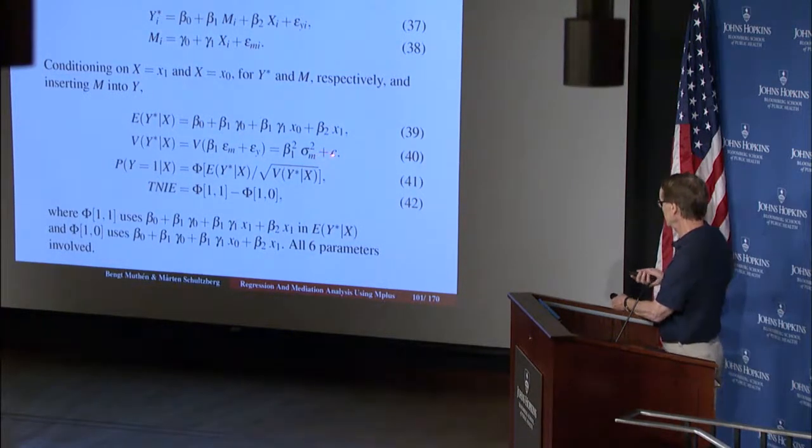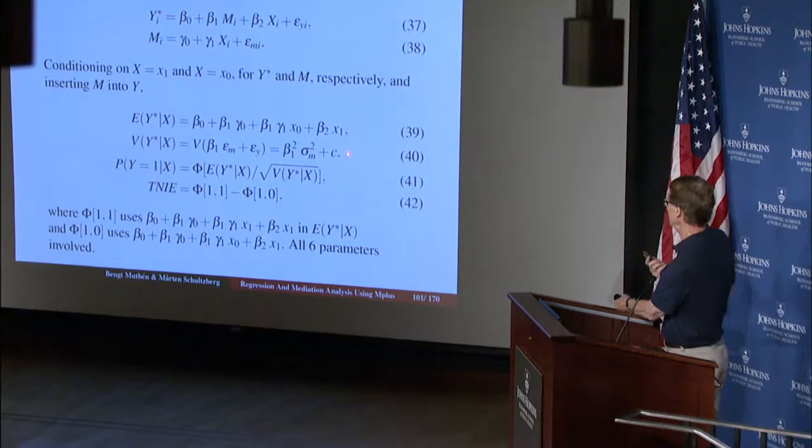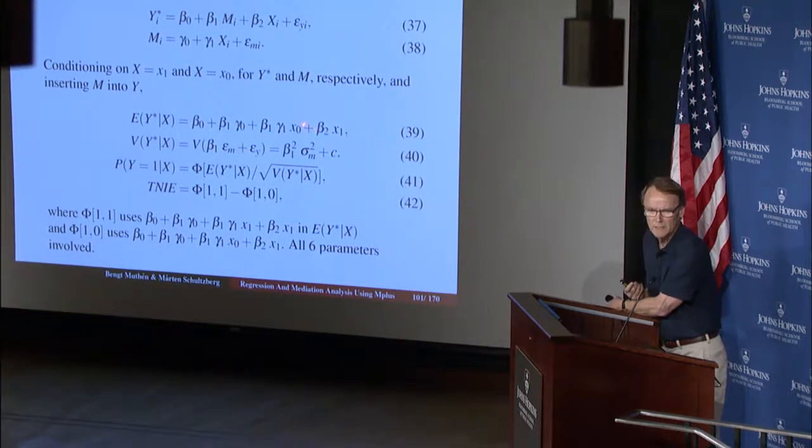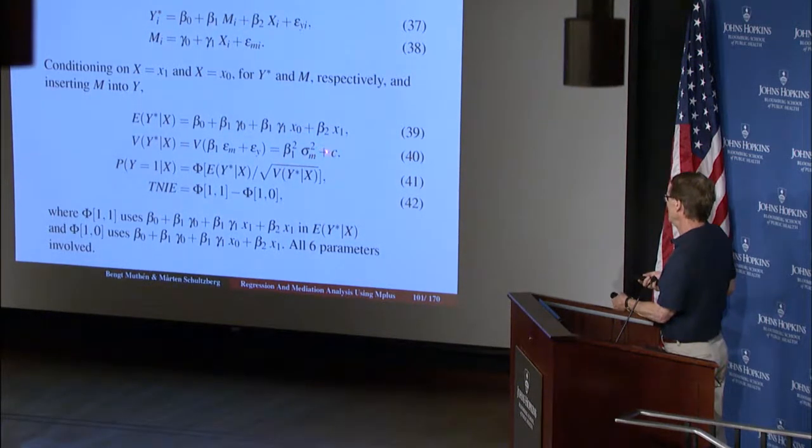In probit regression, C is 1. In logistic regression, I misspoke earlier, the residual variance C is pi squared divided by 3. Did I get that right? Thank you. Okay, so it's a constant.